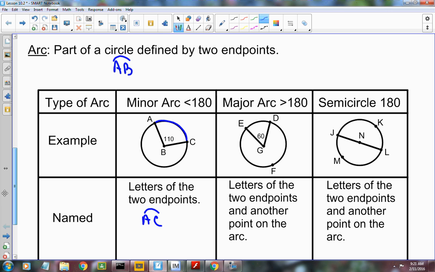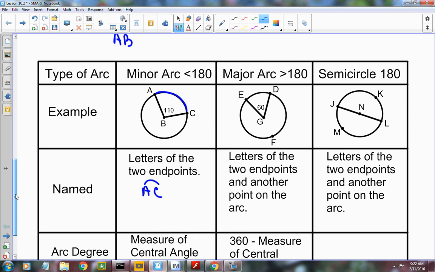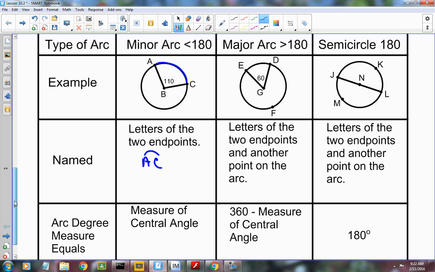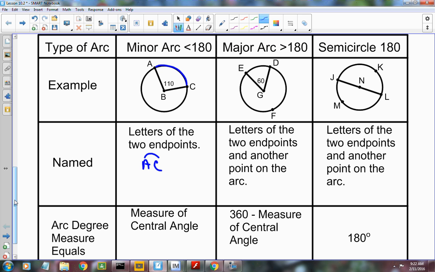Now, arcs have measures just like angles do. They're measured in degrees, okay? And so the measure of an arc is equal to the measure of its central angle. So if its central angle is 110 degrees, then the arc is also going to be 110 degrees. That's your minor arc.